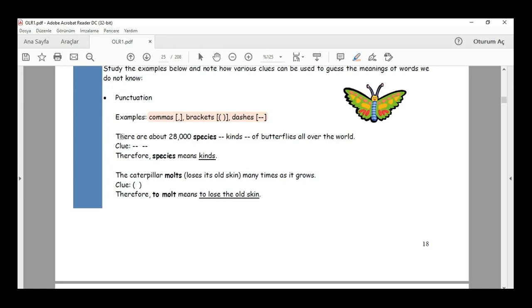Take a look. There are about 28,000 species, kinds of butterflies all over the world. Species means kinds. The caterpillar molts, losing its old skin many times as it grows. Our clue is the brackets. Molt means lose the old skin.